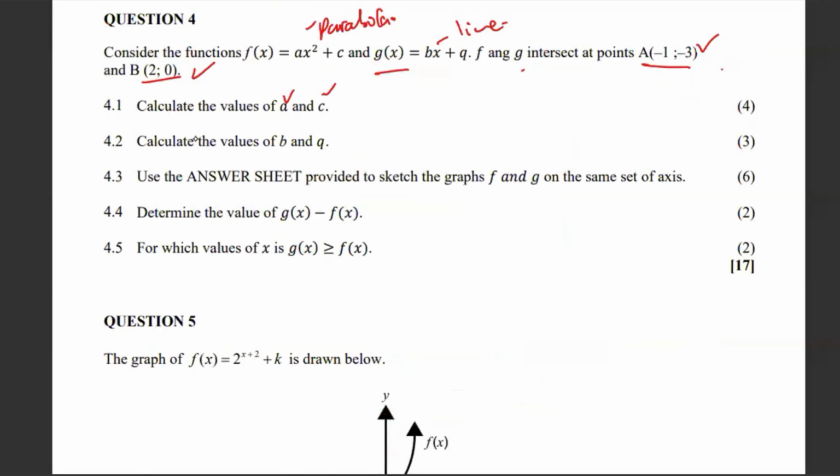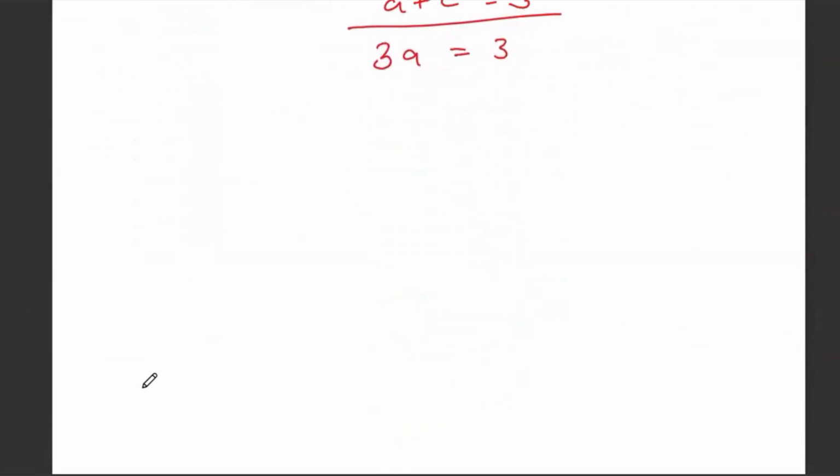Okay, so we've answered just the first part of the question. Then 4.2, they want us to get the values of b and q. So remember, both graphs are meeting at these points. For us to get the equation of a straight line, we know that this b represents the m, the q represents the c. M is for the gradient, and then this is the y-intercept. So with the gradient, let's see. This is 4.2. A is (-1, -3), B is (2, 0).